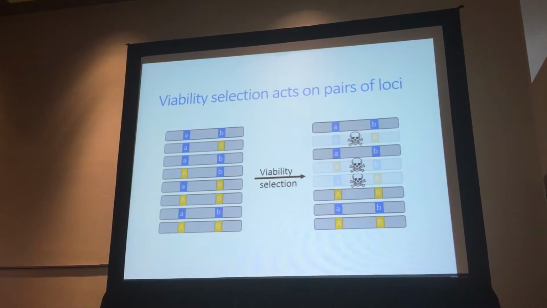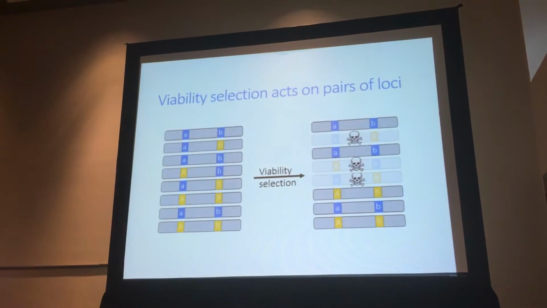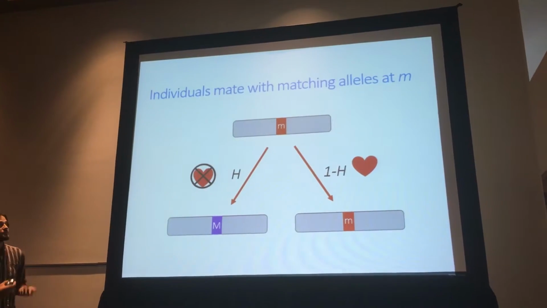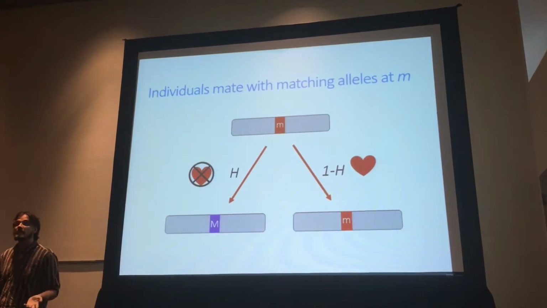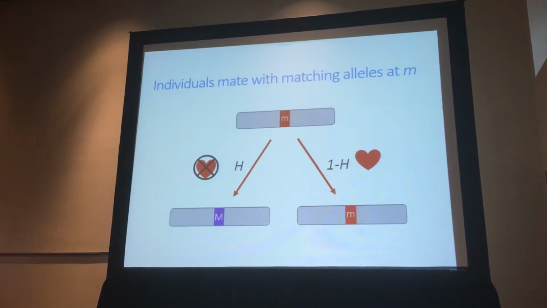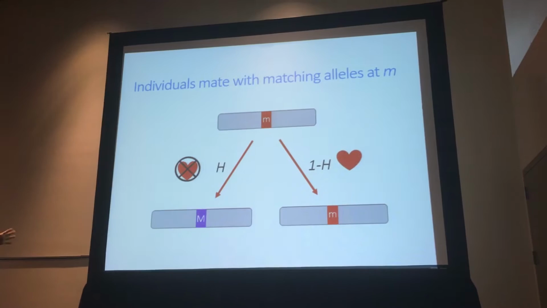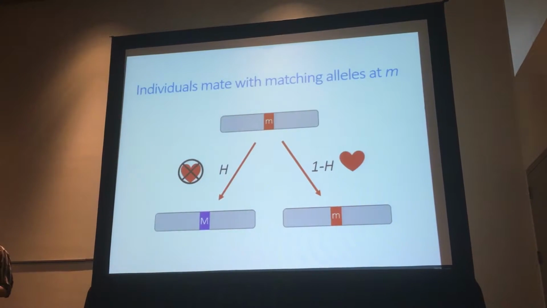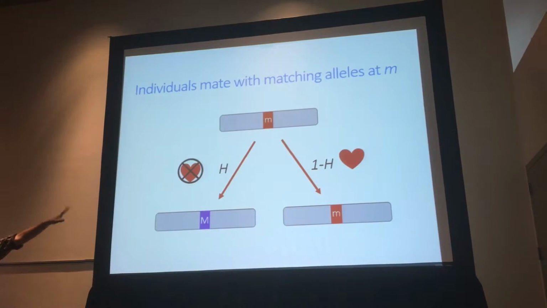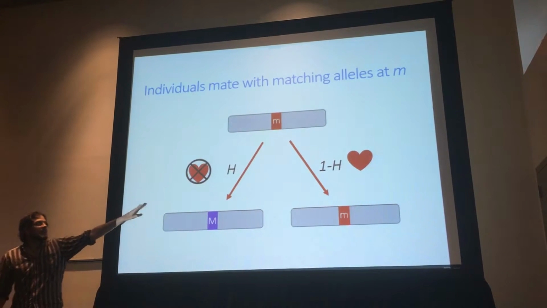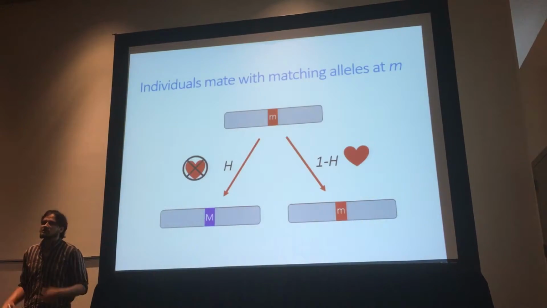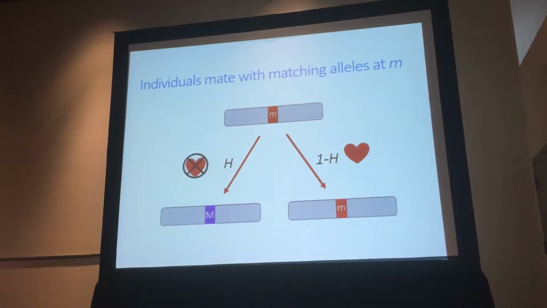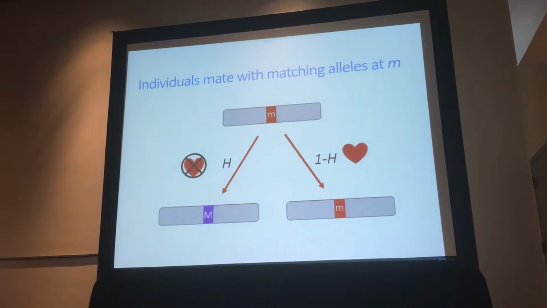Now that the adults have grown up, they're going to want to mate. Individuals mate with respect to some kind of assortative mating locus. We're going to call it M, and we're going to parameterize how much they assort with similar individuals with H. With probability H, you hybridize and you mate with someone who doesn't match your allele at M. With probability 1 minus H, you're going to mate with individuals who are the same.